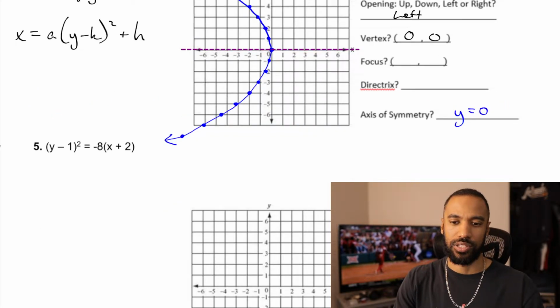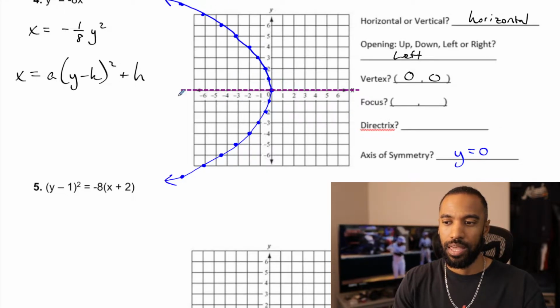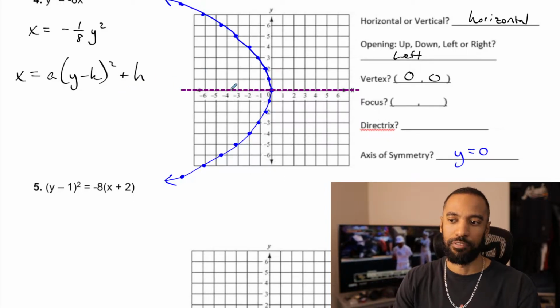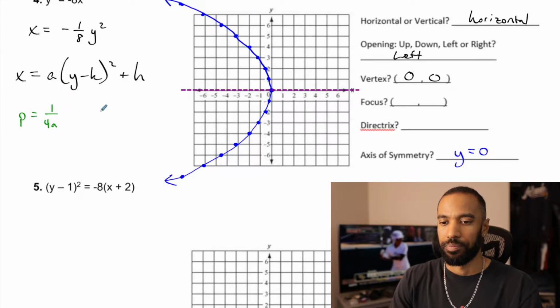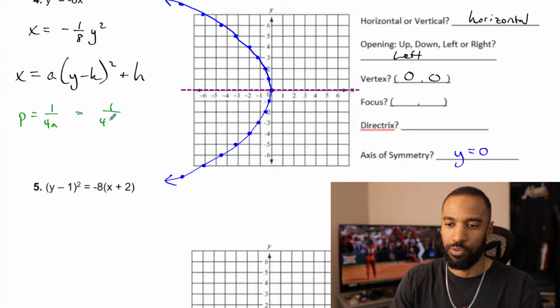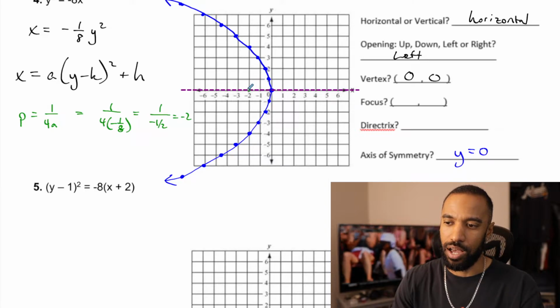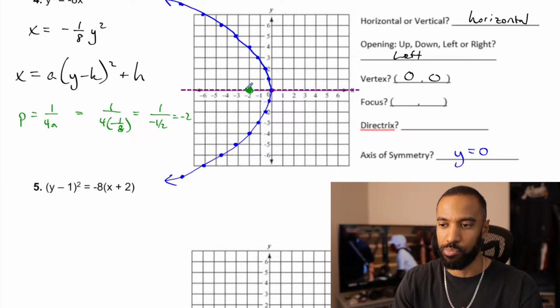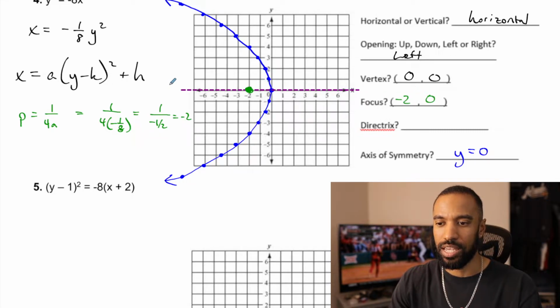Now, the focus and directrix. The focus is a point that is, I'm just going to be quick with it. It's a point that's inside your parabola that is p units away from the vertex. p is found by doing 1 over 4a. So, in this case, it's going to be 1 over 4 times -1/8. That's -1/2, excuse me, which is 1 over -1/2, which is -2. We will be 2 units to the left of the vertex right there to get the focus point. It is that point right there. It is -2, 0.